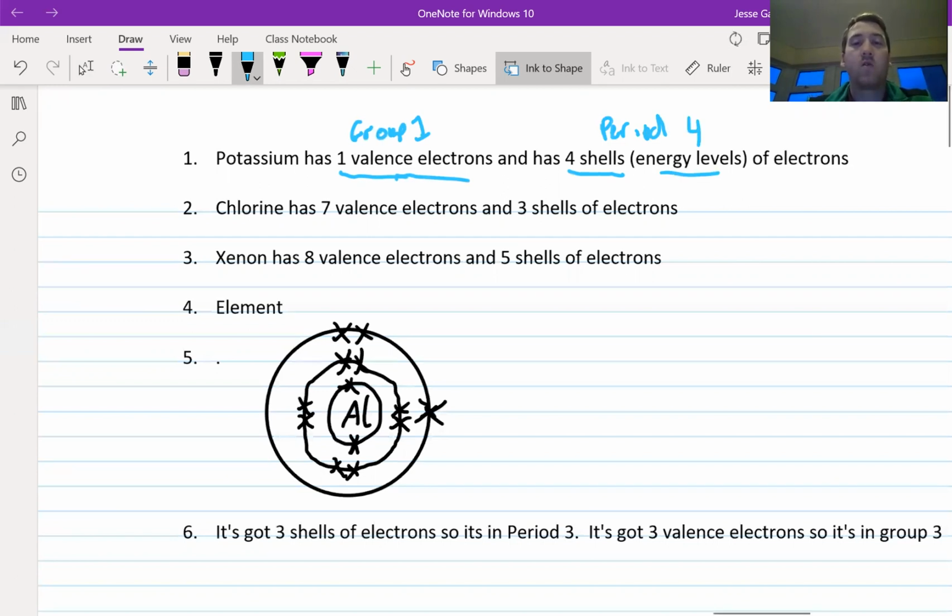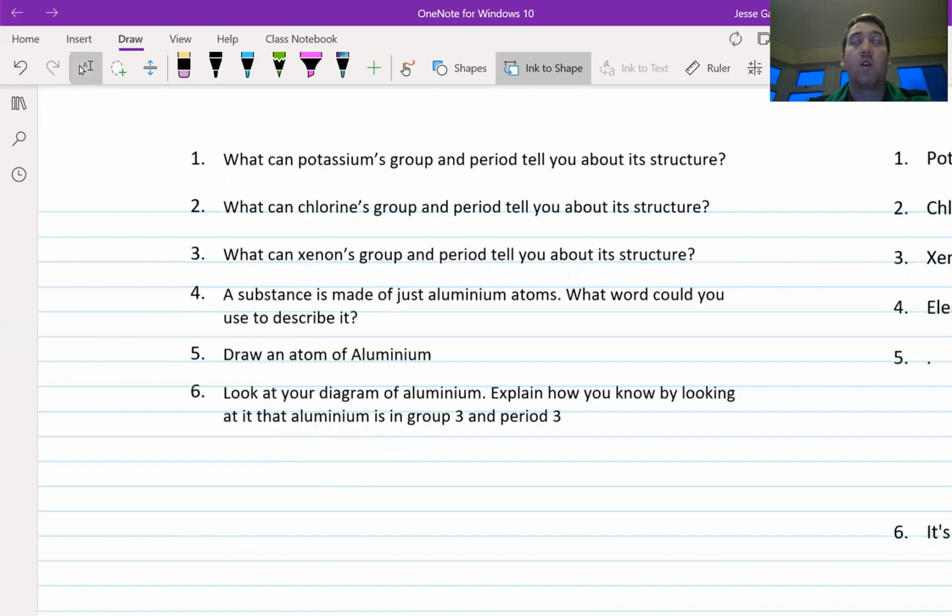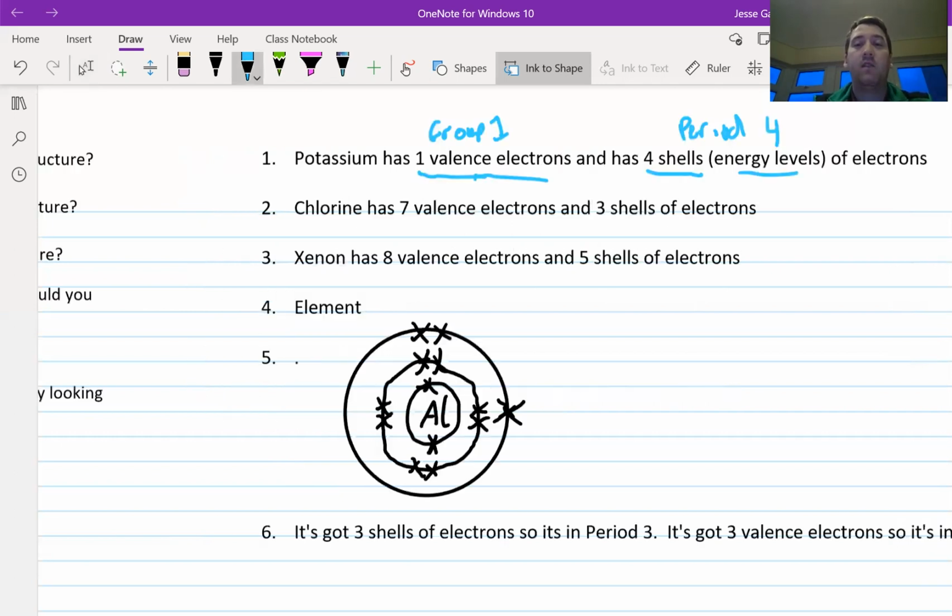What about number 2? What can chlorine's group and period tell you about the structure? Well, chlorine's in group 7. That tells me it's got 7 valence electrons. And it's in period 3. That tells me it's got 3 shells of electrons. So its valence electrons, there are 7 of them, and they are in the 3rd shell. What can xenon's group and period tell you about its structure? Well, xenon is in group 8. It has 8 valence electrons, and it's in period 5. So it's got 5 shells of electrons. Well done, if you said that.